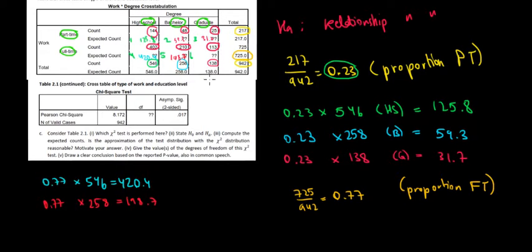We have students that are graduates. So we expect to have, out of 138 students that are graduates, 77% working full-time. So 0.77 times 138 is going to equal 106.3. So this is what we expect in this cell over here.